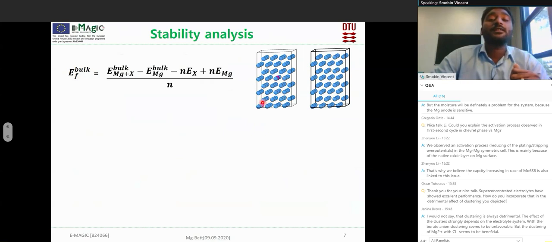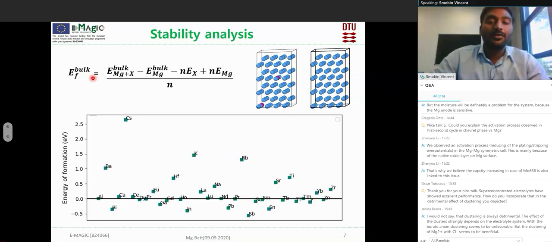So we calculate the energy of the structure with the dopant and the energy of the structure without the dopant. And E_X is the energy of the dopant, just the energy of the dopant in its ground state. And E_Mg is the energy per atom of the pure magnesium. And thus we obtain the bulk energy of formation. And for an alloy to be stable, the bulk energy of formation should be negative. So you can see the results in this figure.